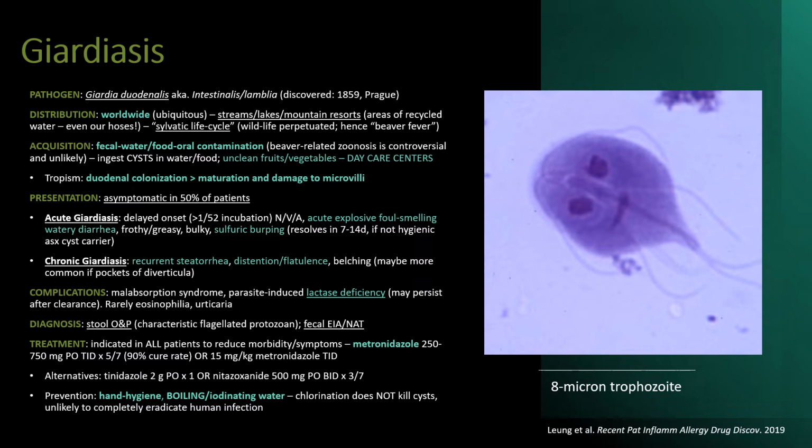This so-called sylvatic cycle involves animals like beavers, hence the term beaver fever, although beavers are taking the bad rap for all animals who drink from these bodies of water. And it is also the reason why we are unlikely to eradicate Giardia as a human infection anytime soon. Humans may drink from these sources more commonly when they are out of the city and become infected.